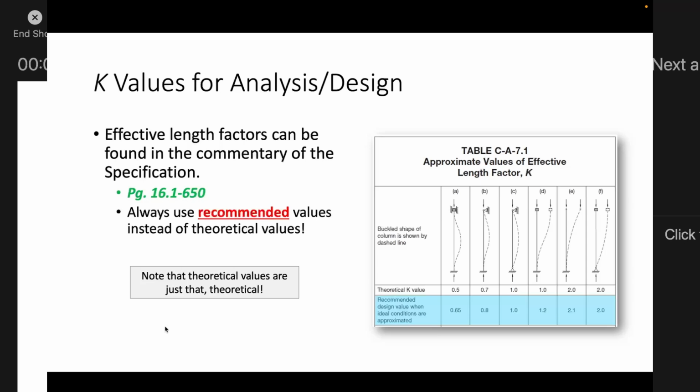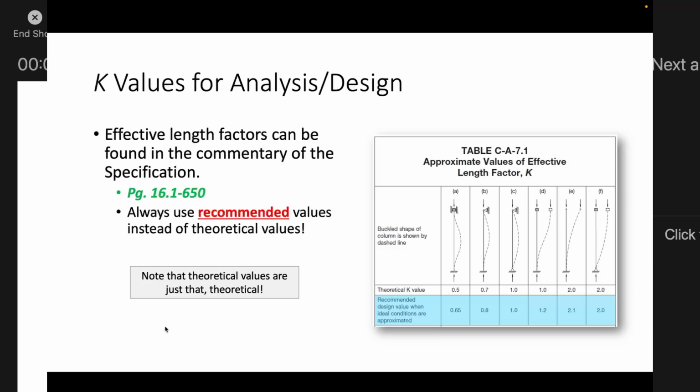It allows no rotation at all. But think about the numbers I'm talking about, 0 and infinite. Is anything in the real world zero and infinite? No, right? If you do the math, you will find that for a fixed column, the theoretical K value is 0.5. But that assumes infinite rotational stiffness on the top and bottom. Nothing in this world provides infinite rotational stiffness. I don't care what it is, okay?